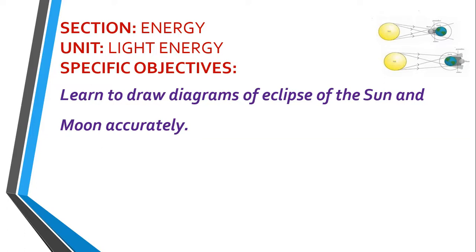Now, before we start, why are we stressing on learning to draw the diagram of eclipse of the sun and the moon? The reason is, not only in science, but in your social studies lesson, you will be required to draw the eclipse of the sun and the moon. And it is important to know how to draw a diagram, because if it's not well drawn, you might not get your marks. So now let's begin with how to draw eclipse of the sun.